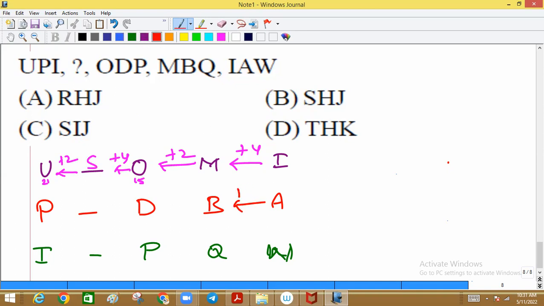A to B. What is the change? Plus 1. B to D? Plus 2. I don't know whether the next one is plus 3 or plus 4. So for that, I will take the difference. What is D? 4. P? 16. What is the total difference?